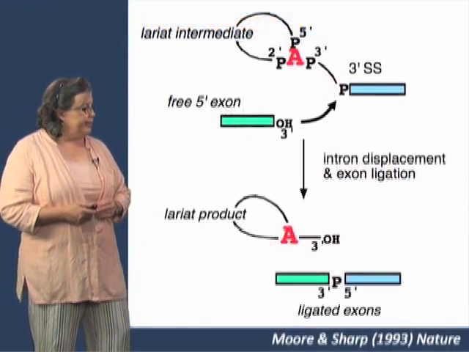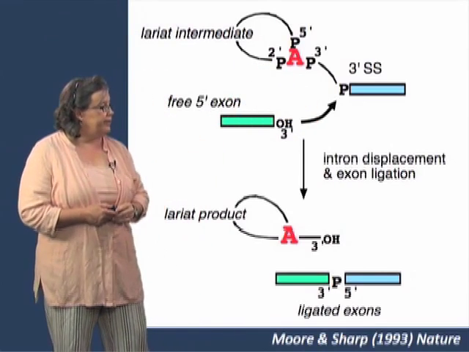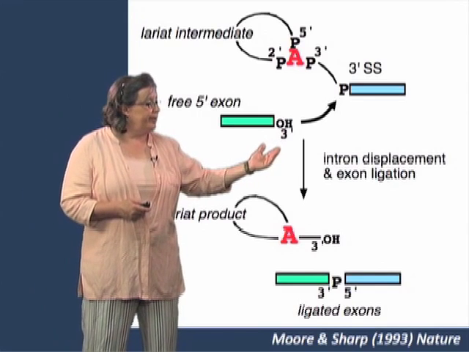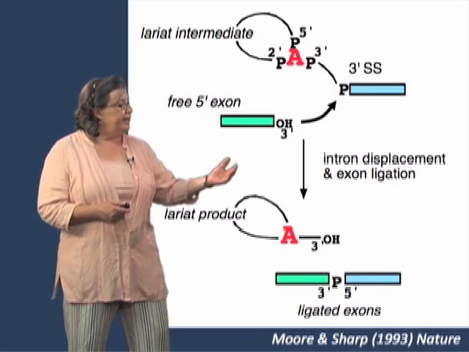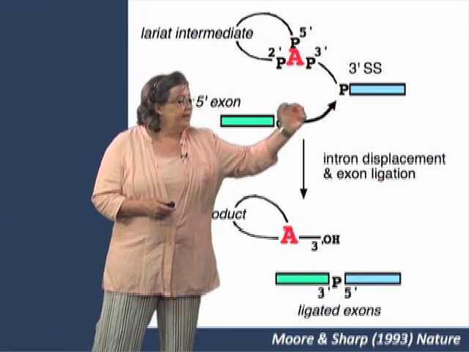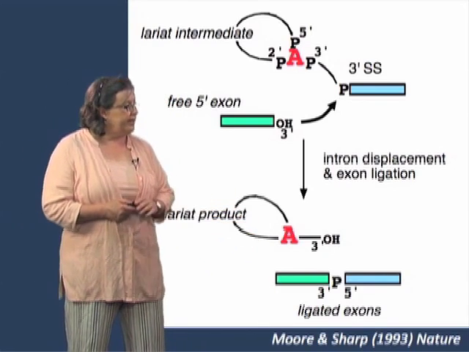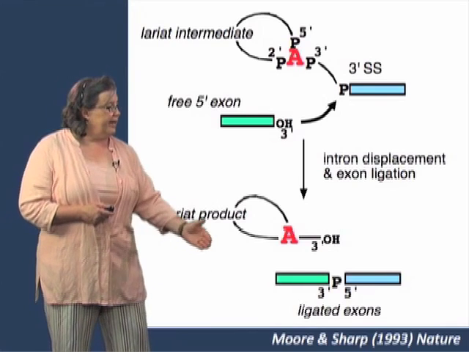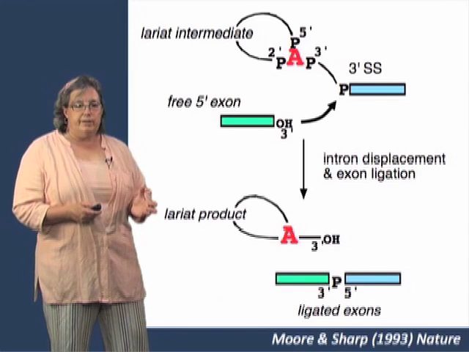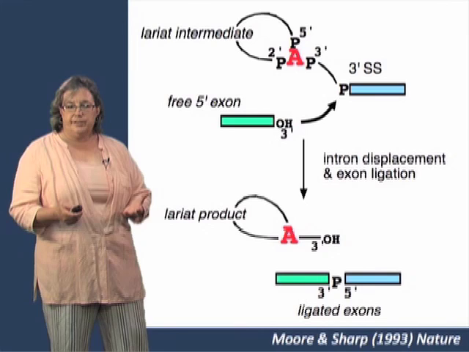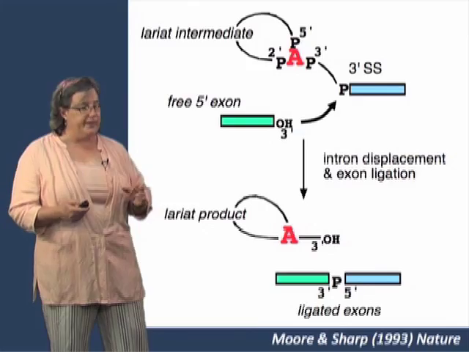The second step of splicing, so here are our intermediates in the reaction. This 3' hydroxyl that was generated in the first step on the 5' exon, it now attacks the phosphate at the 3' splice site, and this now kicks out the intron and ligates the two exons together. Now we know that this is the chemistry, and that these occur as single transesterification reactions.